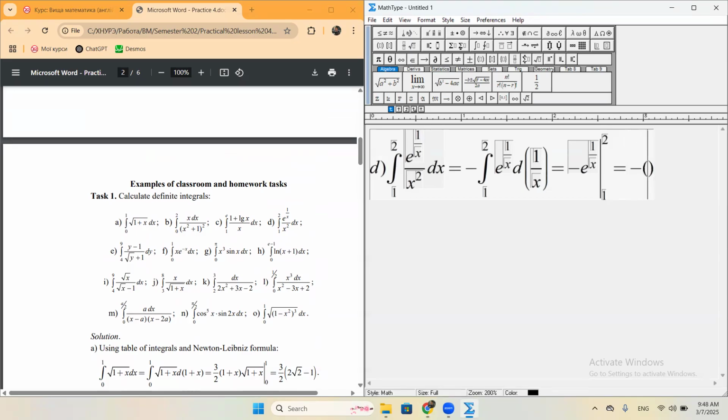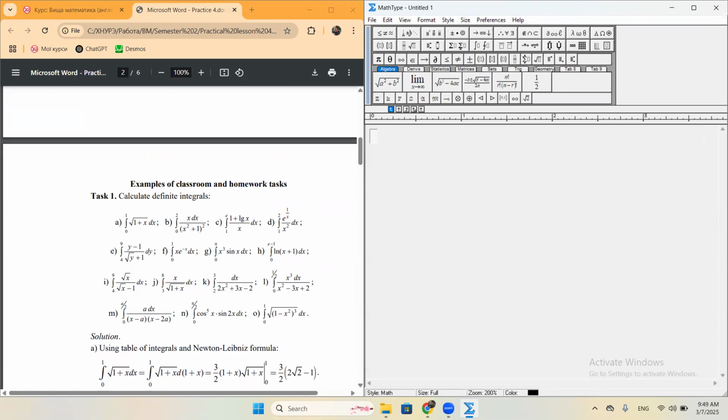But now calculating this integral. So what do we have? e to the power of 1 over 2 minus e. Oh, stop. e to the power of 1 over 2 minus e, and that's it. So this is the final answer. Any questions about this exercise? So it was quite short.